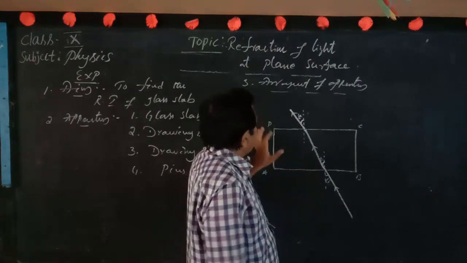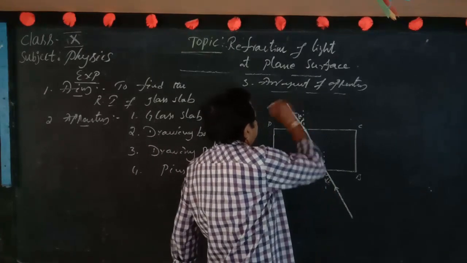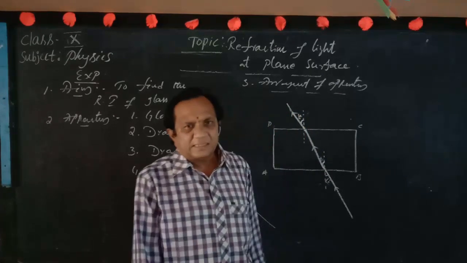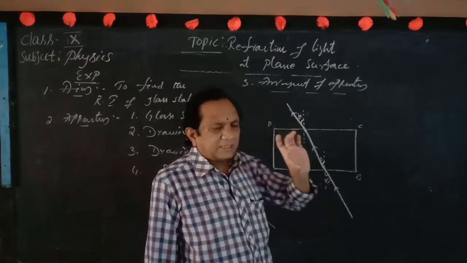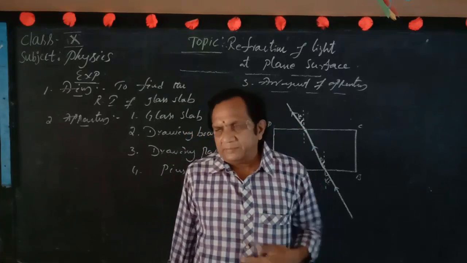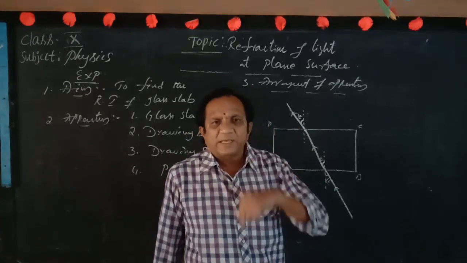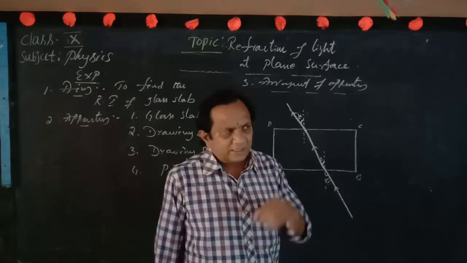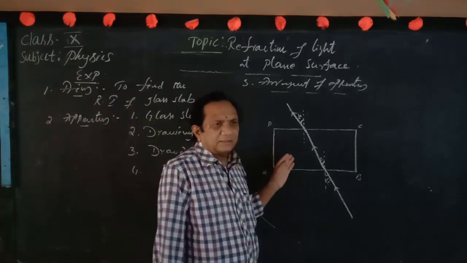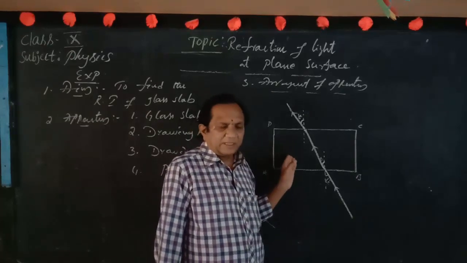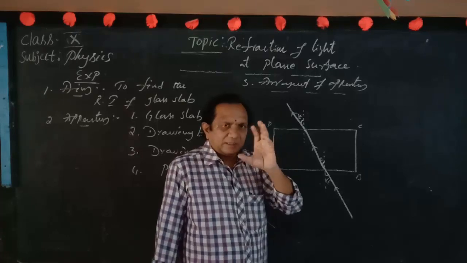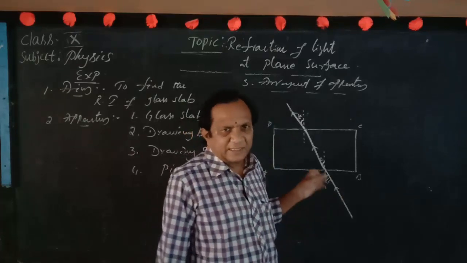Before conducting this experiment, we find the thickness of the glass slab. This thickness is to be determined with the help of a screw gauge or vernier calipers. These are the devices to find the thickness of glass plates. Otherwise a spherometer can also be used.